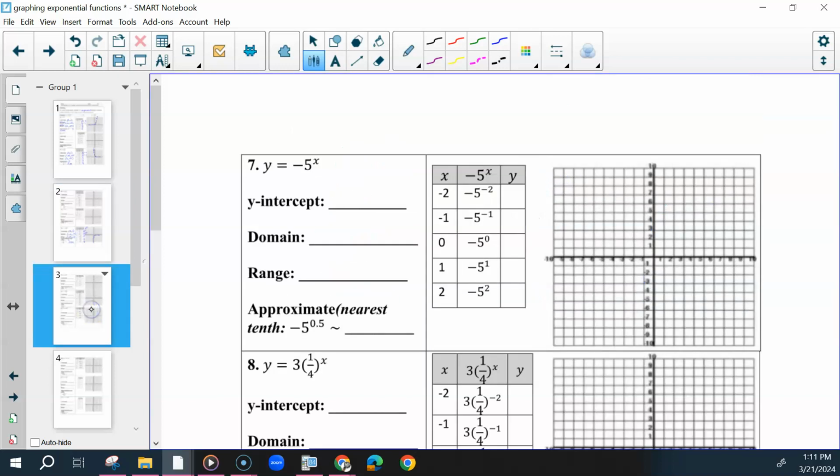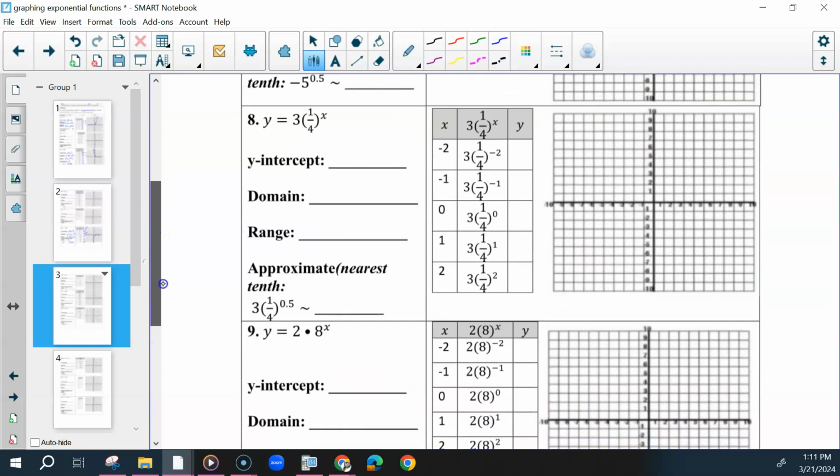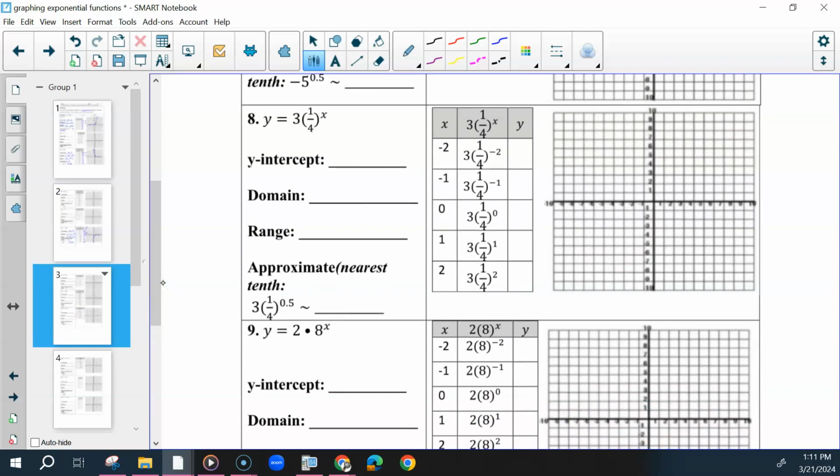So on to the next page, number 8. Now we have this 3 on the outside. So the inside part works the same. If I have 1/4, I flip that and raise it to the positive second power, that would be 4 to the second power, so 16, which would give me 48. For the next one, if I flip that, raise it to the positive first power, that would be 3 times 4, so 12. 1 to the fourth would be 1, sorry, so that would just be 3.